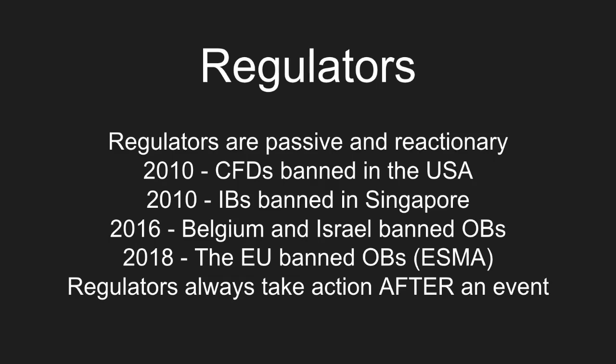Do you think they banned binary options because people were making a lot of money? No, people were losing a lot of money, and people started to complain to the government, and then the government decided to ban binary options. So what I say is that regulators always take action after an event. After a lot of people have been cheated and have lost money, then finally regulators will take action.